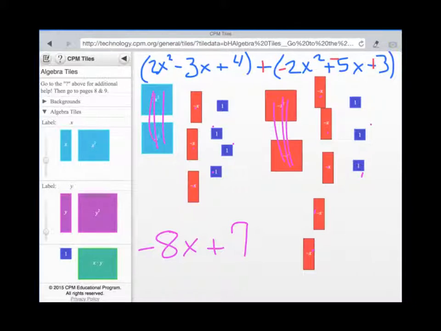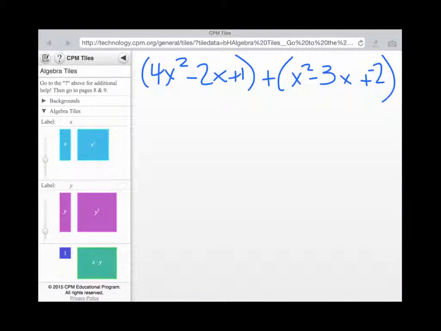And if you looked up here, check it out, I had negative 3x's plus negative 5x's. So negative 3 plus negative 5 is negative 8. Again, another reason that I really was trying to stress to you guys, if there's a minus in front of a number, think of it as a negative.